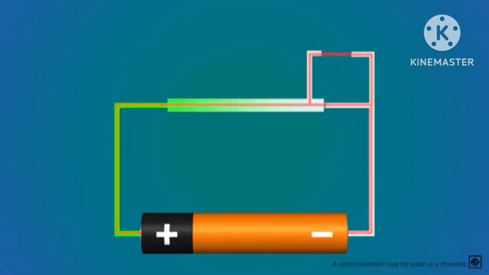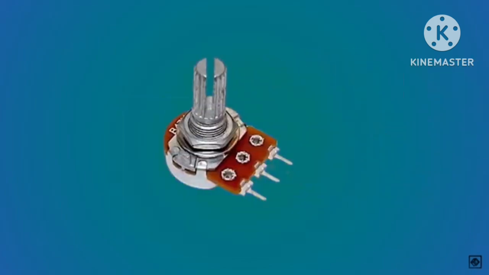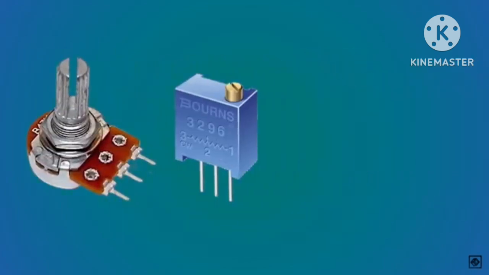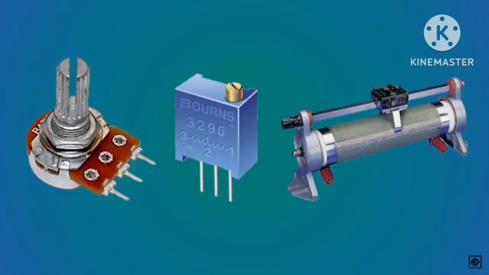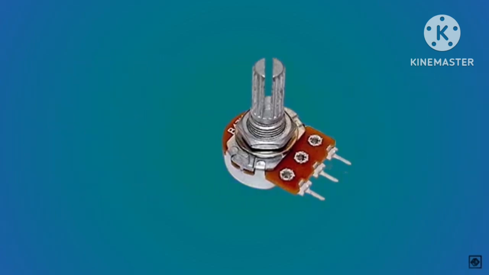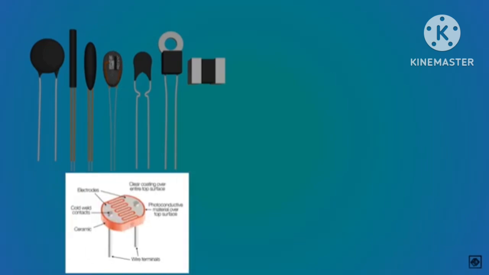The potentiometer was connected in parallel, hence it is used to control the voltage. This rheostat is connected in series, thus it is used to control the current. The potentiometer, trimmer, and rheostat are electromechanical devices designed so that their resistance values can be easily changed. With these resistors, we have some resistors used for measurement, such as a thermistor, used to measure temperature. A photoresistor used to measure the light.